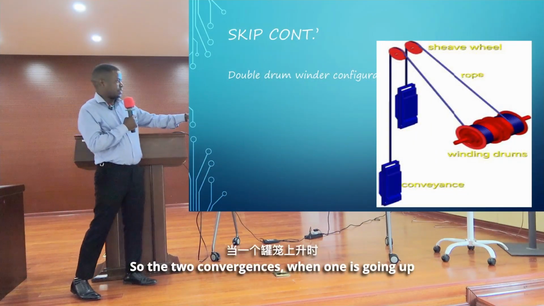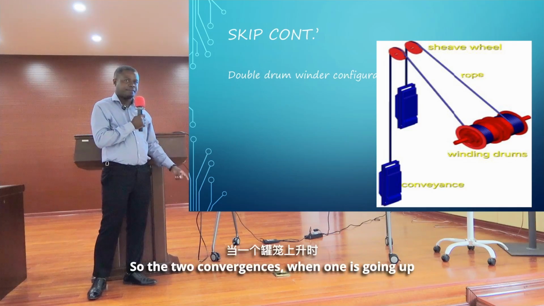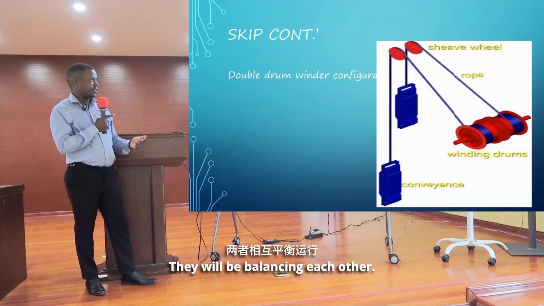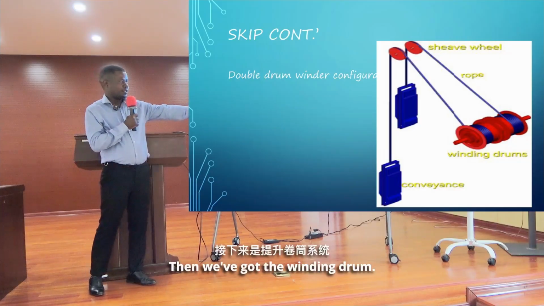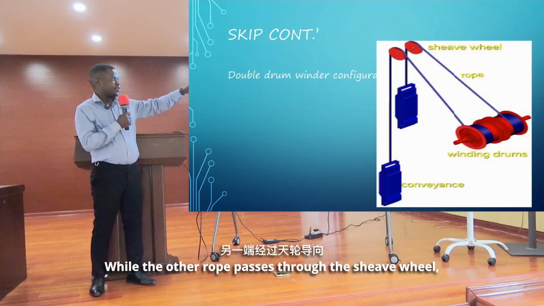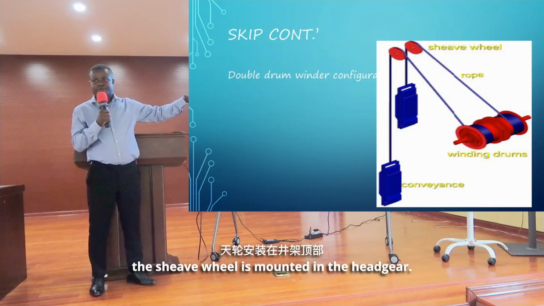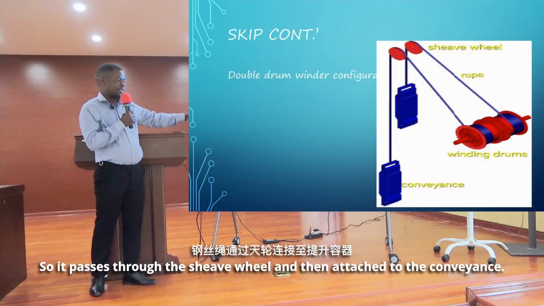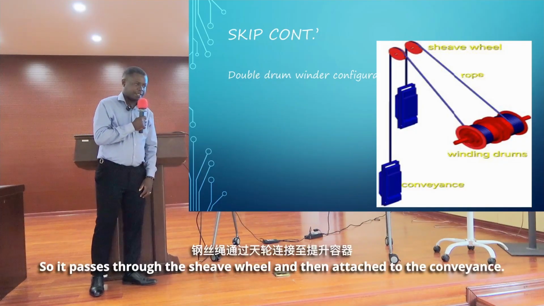So the 2 conveyances, when one is going up, the other one will be going down. Just like that, they'll be balancing each other. Then we've got the winding drum. So one end of the rope is fixed on the winding drum, while the other end passes through the sheave wheel. The sheave wheel is mounted in the headgear. So it passes through the sheave wheel and then is attached to the conveyance.